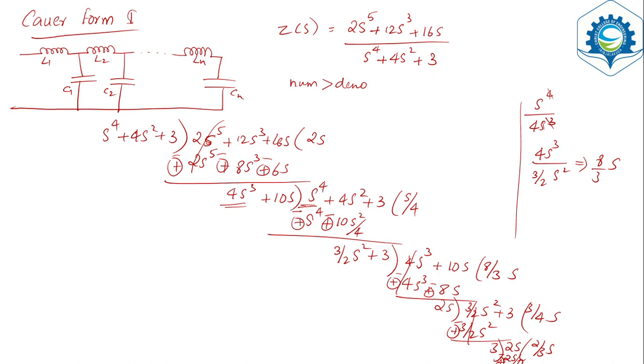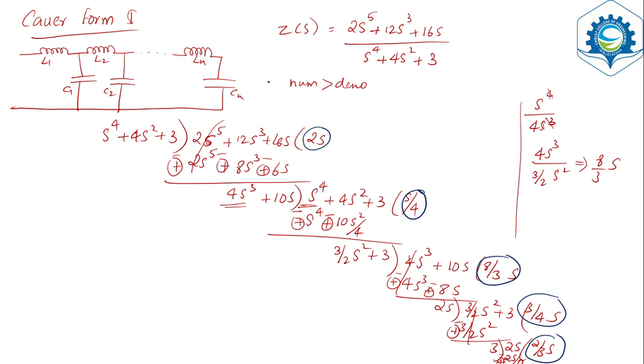Now you can just look at these terms, the quotients. I'll change the color of my pen to make this part clear. Just look at the quotients that you have obtained in this particular section. How many quotients do you have? You have 1, 2, 3, 4 and 5. Now each of these quotients represents each element in your Cauer form.